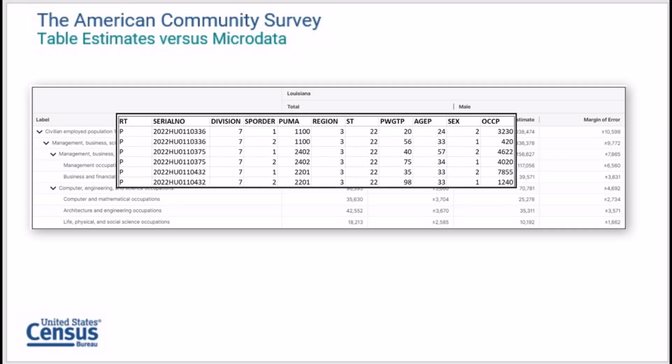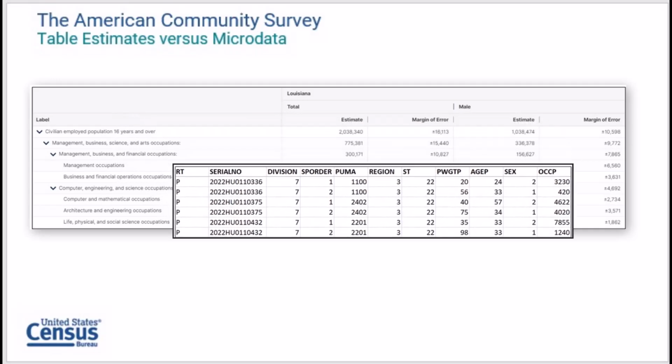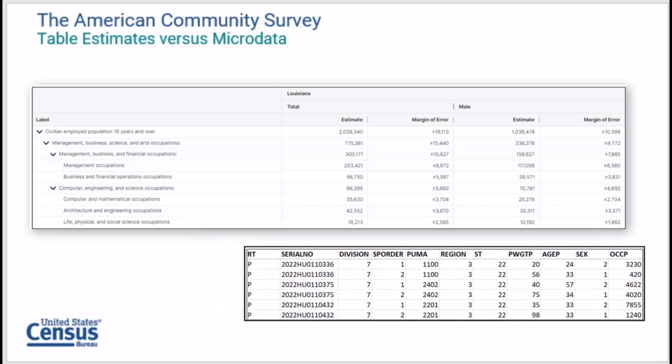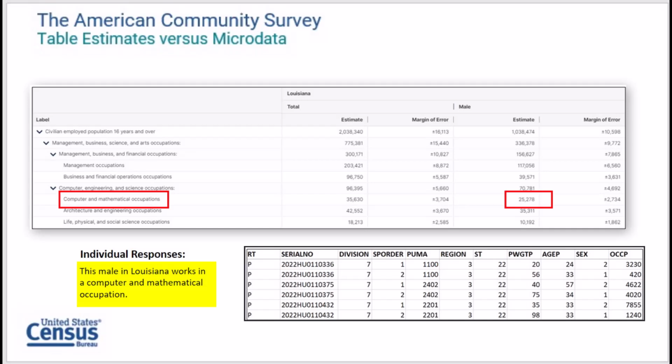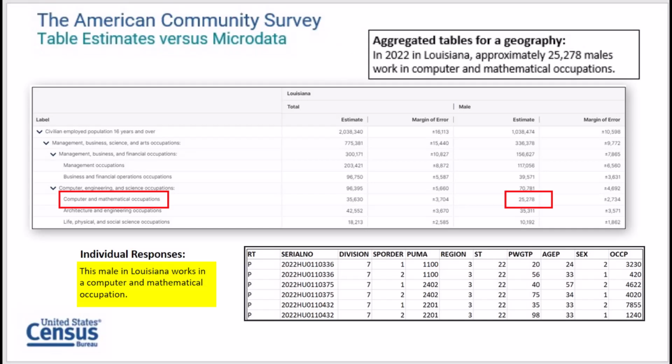Here is an example of microdata to show what makes it different from the summarized data that you might see in a table in data.census.gov or other resources. In tables such as the one shown on the top, individual records are categorized and weighted to create an estimate for the larger population. For this example, statisticians at the Census Bureau have taken the records of all respondents living in Louisiana who indicated that a male in their household works in a computer and mathematical occupation, then grouped them together and weighted them to create an estimate of all males in Louisiana working in this occupation. These statisticians have also calculated and provided the margin of error for this estimate.